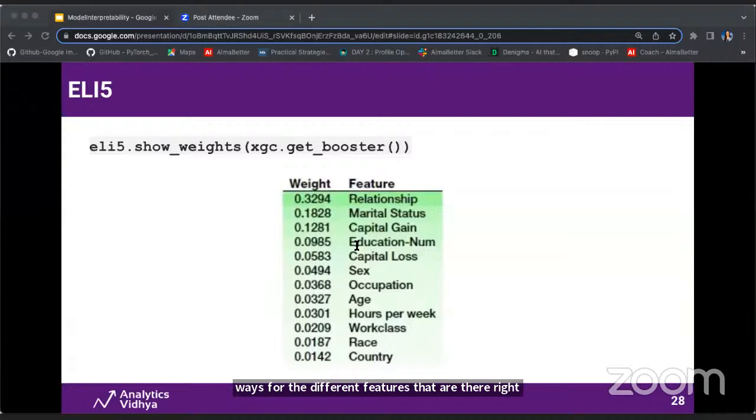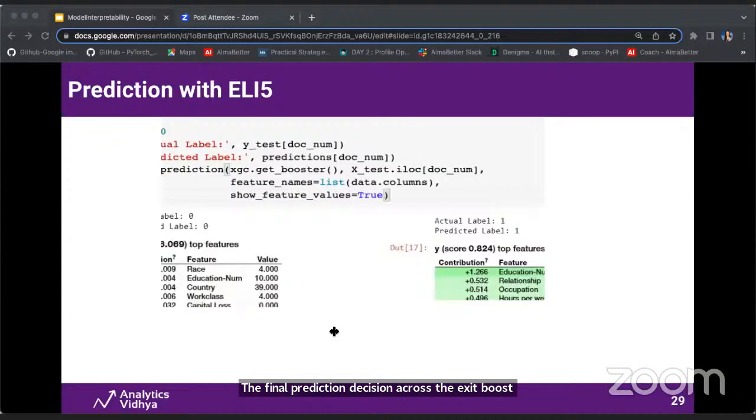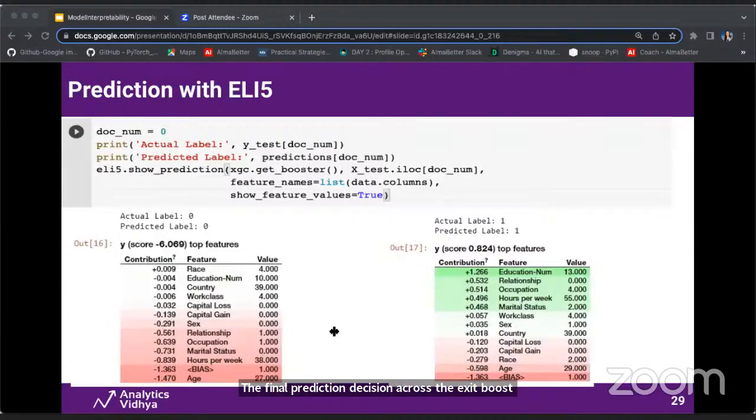So here, I would say that one of the best ways to explain model prediction decisions to either a technical or a more business-oriented individual is to examine individual data point predictions, right? And LIME does this by showing weights for each feature, depicting how influential it might have been in contributing to the final prediction decision across the XGBoost model that we used.